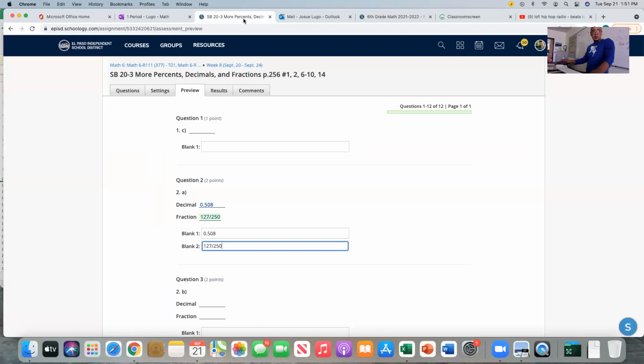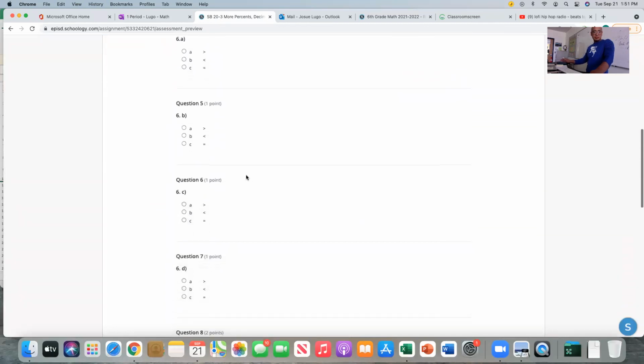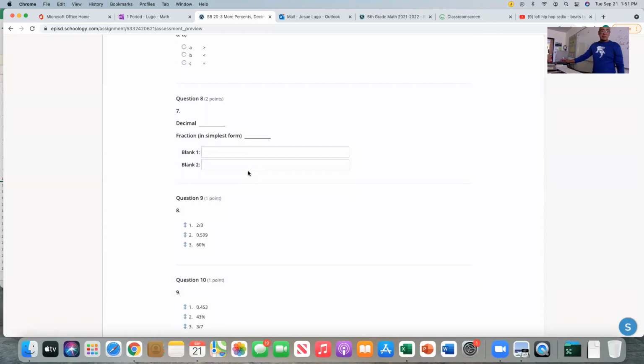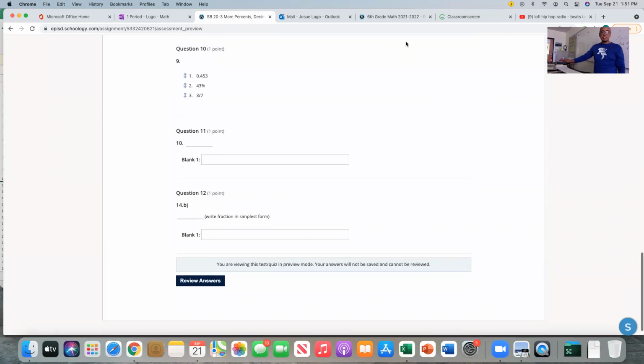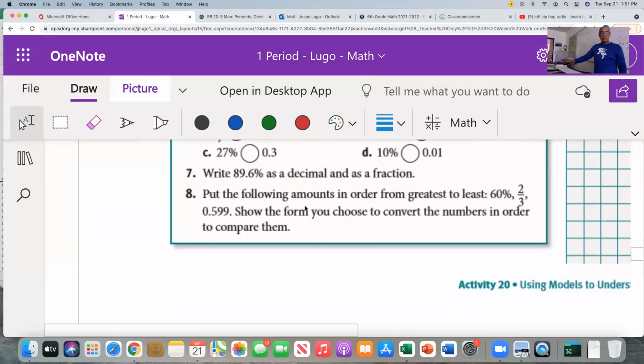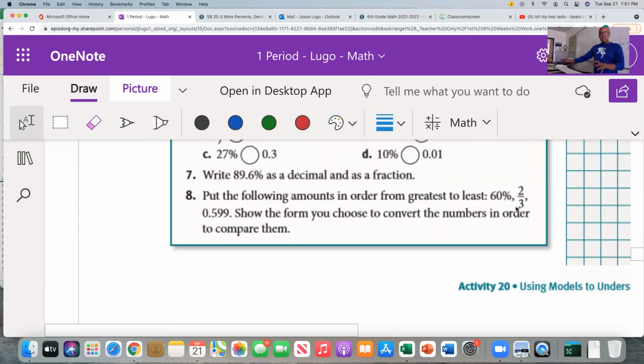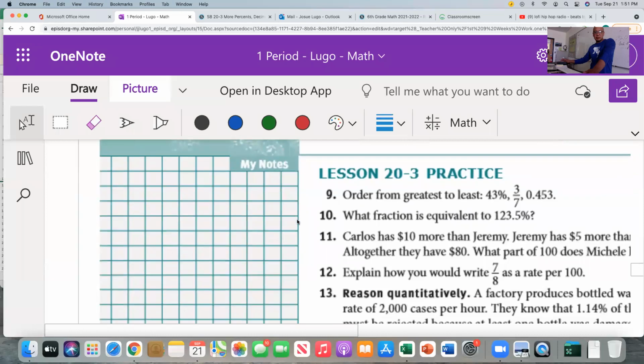So you're doing 6A, B, C, and D. You're doing number 7, number 8, number 9, number 10, and number 14. Hopefully I've covered enough. For example, in 8, when you're putting them in order, same thing as before, make sure they're in the same form. Either all of them be percents, all of them be decimals, and I think decimals would be the easiest, or all of them be fractions, so that you're able to compare these percents, decimals, and fractions, ladies and gentlemen.